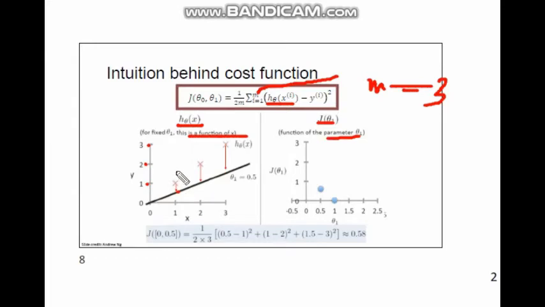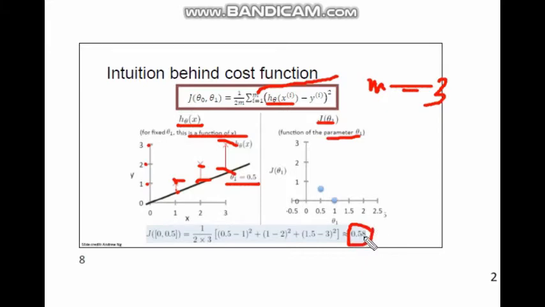We have the y i here, which is 1. So as an example, theta 1 is 0.5. We put it into the formula: J(0.5) equals 1 over 2 times 3, times (0.5 minus 1) to the power of 2, plus (1 minus 2) to the power of 2, plus (1.5 minus 3) to the power of 2. You solve this and you will get 0.58.